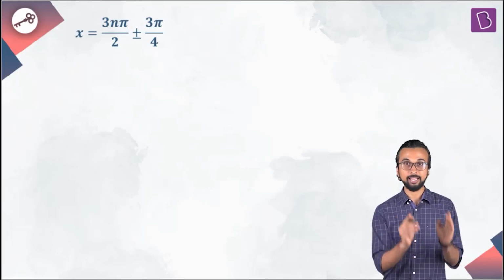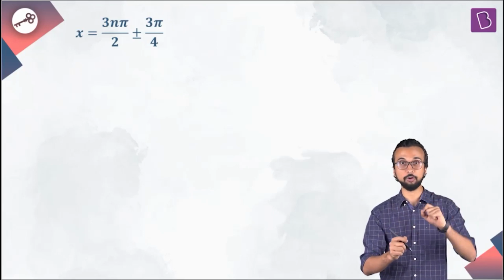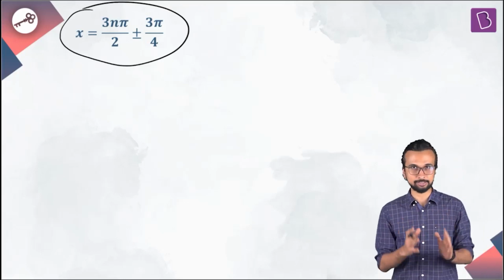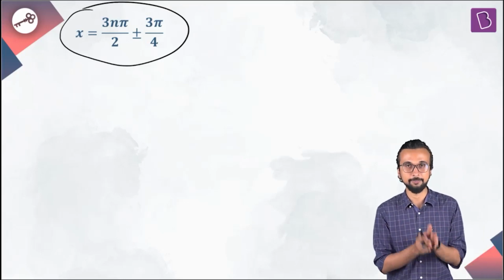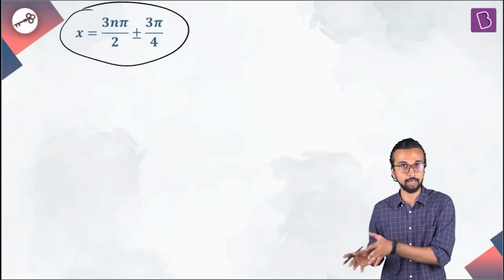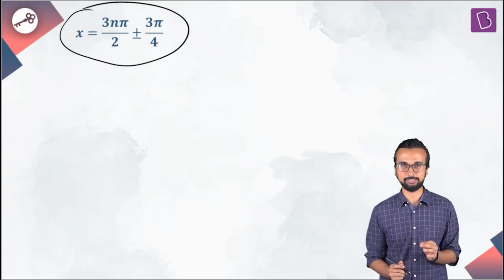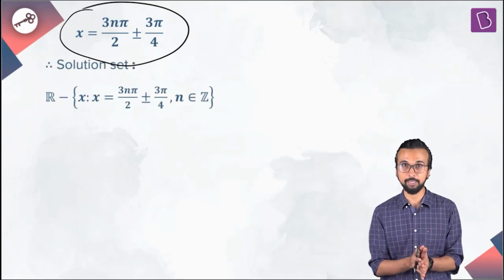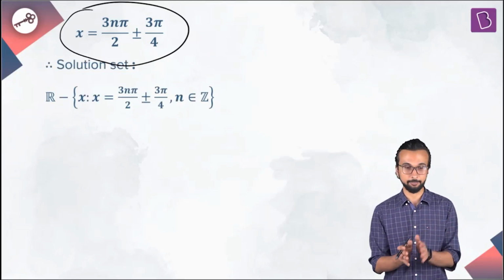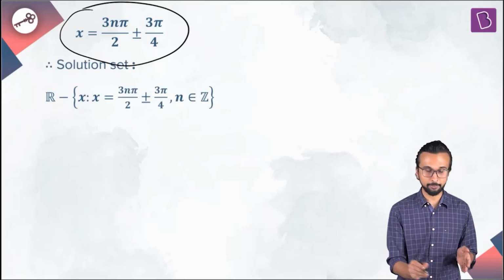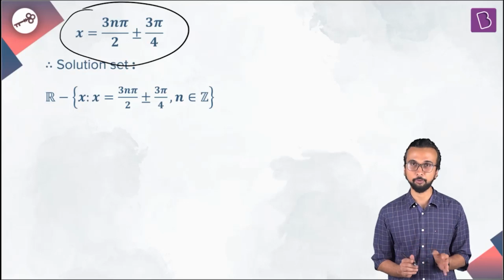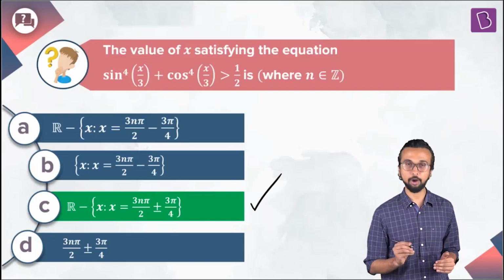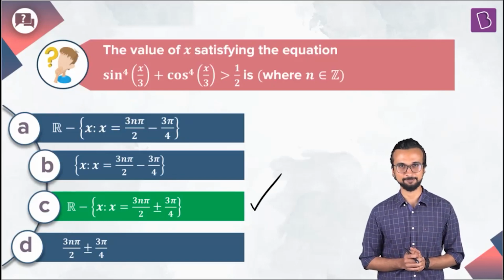But that was the case I was supposed to remove from R. If I take these cases, this is not my answer, this is the exception case. So I removed this much from R to get my final solution set. My solution set will be R minus x, where x is 3n pi by 2 plus or minus 3 pi by 4. So let's look at our options and we'll see that it's nothing but option C. Got that?